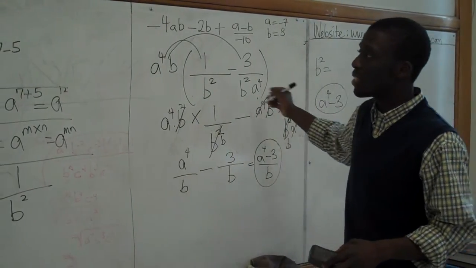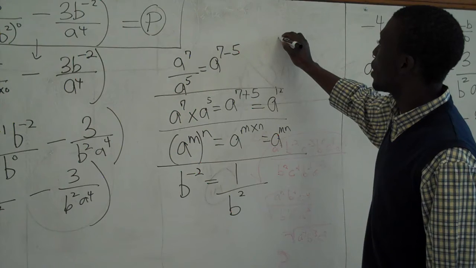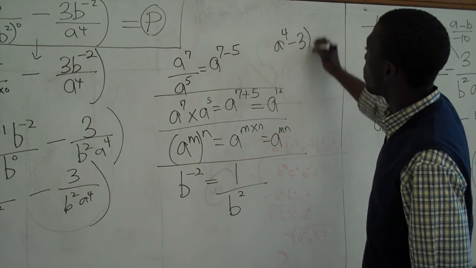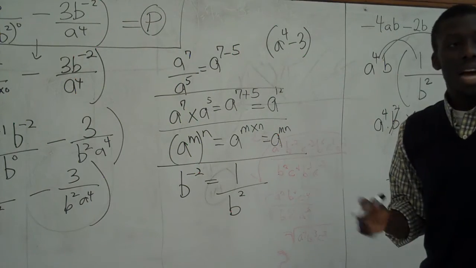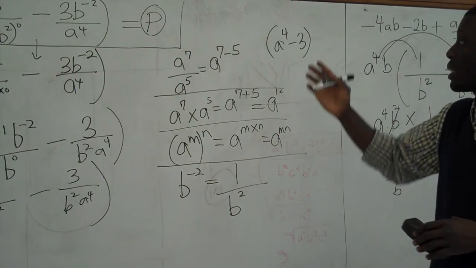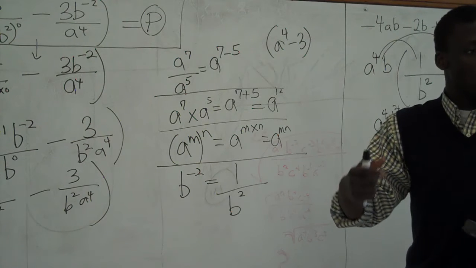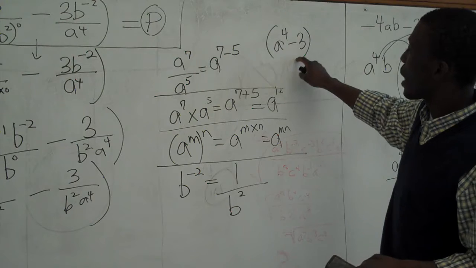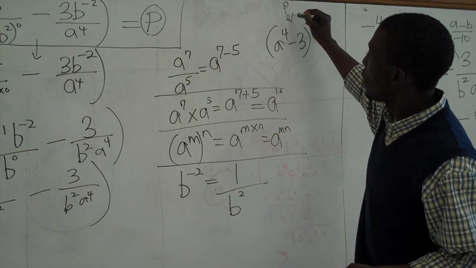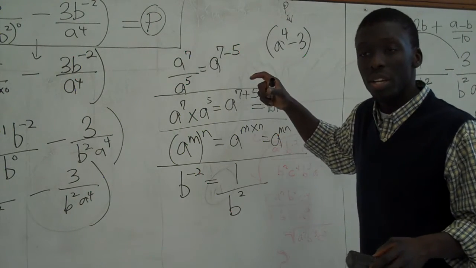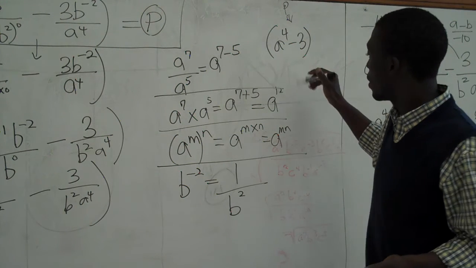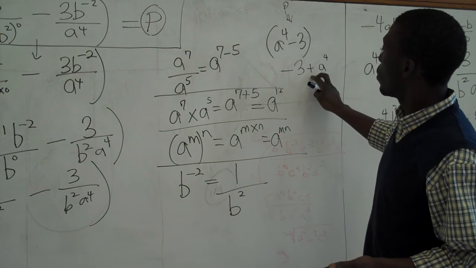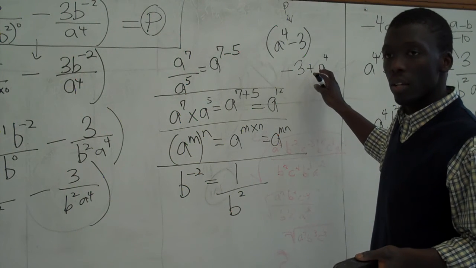Now you take that answer and you plug it into the expression I gave you. So we have a to the fourth power minus 3 is our p, right? Now we substitute it into the second part. What is the second part? What's the expression I gave you? Negative 3 plus a to the negative 4. Where's p? Times p.